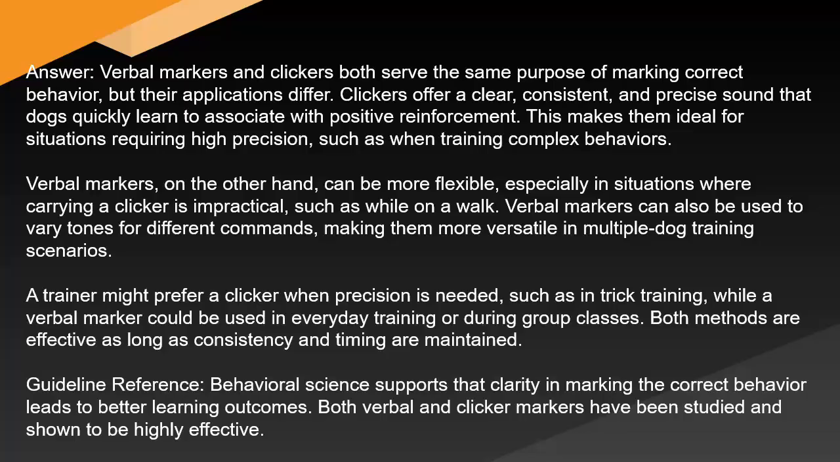Verbal markers, on the other hand, can be more flexible, especially in situations where carrying a clicker is impractical, such as while on a walk. Verbal markers can also be used to vary tones for different commands, making them more versatile in multiple dog training scenarios. A trainer might prefer a clicker when precision is needed, such as in trick training, while a verbal marker could be used in everyday training or during group classes. Both methods are effective as long as consistency and timing are maintained.